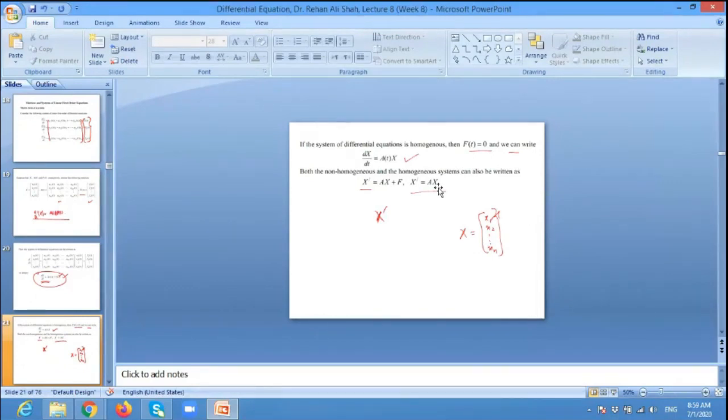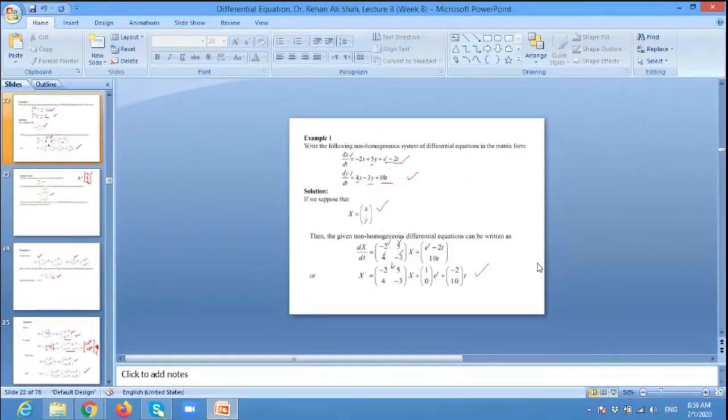Yes, sir. अच्छा, ये अभी जो मैंने पहले इसको एक्सप्लेन किया था, this was this thing. So the example one, write this system into matrix form. Write this system into matrix form. कैसे लिखेंगे?